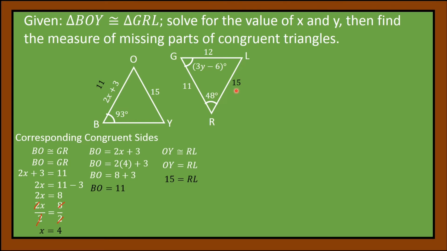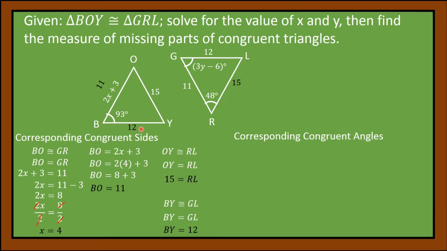Next, last corresponding congruent side, side BY is congruent to side GL. So BY is congruent to GL. So whatever the measure of BY is the same with side GL. So BY is equal to 12 since GL is equal to 12.